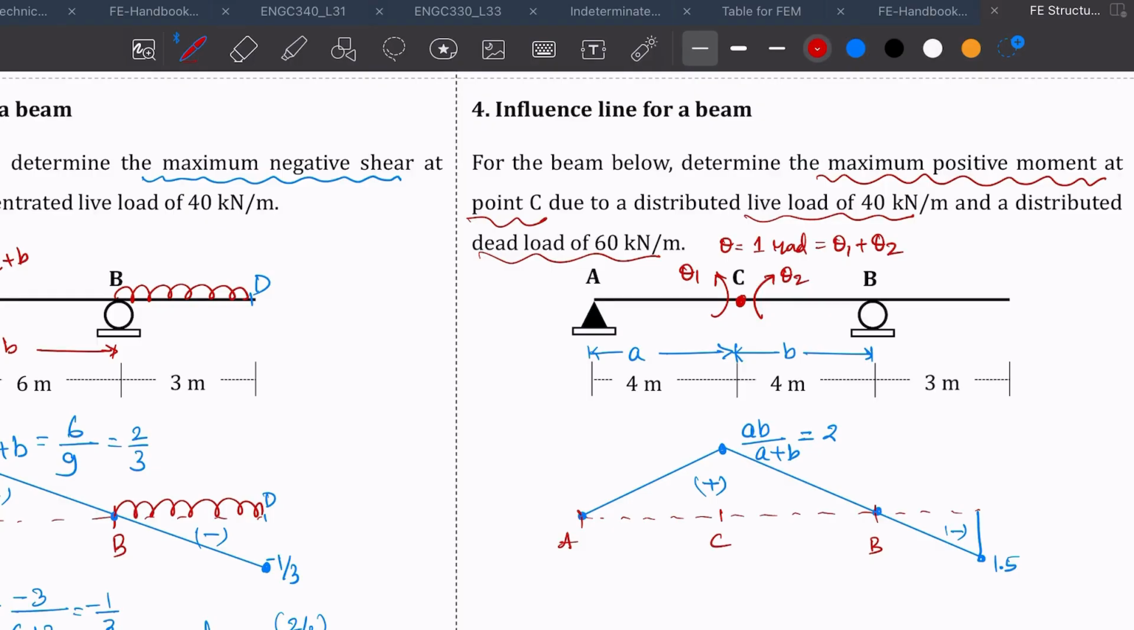Okay, so now how are we going to apply the load? You are going to apply the load as a UDL for the dead load, 60 kilonewton per meter all over the length, because that is a dead load and it's a permanent load, so you cannot place it only in the region of interest. However, for the live load, you'll place it only in the positive region, because we are interested to find a positive moment. So you're going to load the live load only in the section from A to B, because that's the region where we get a positive. So this will be 40 kilonewton per meter, which is your live load, and this is your dead load.